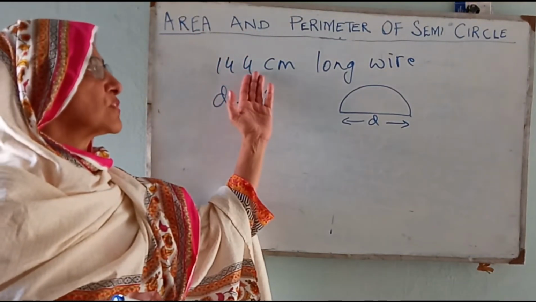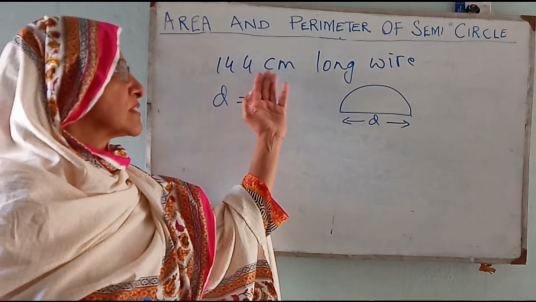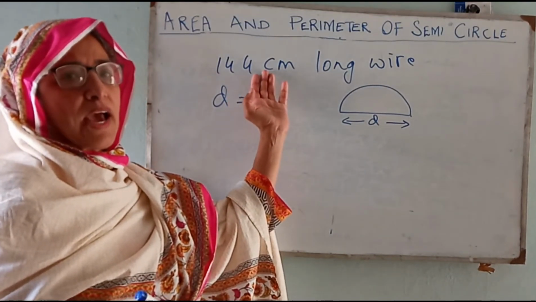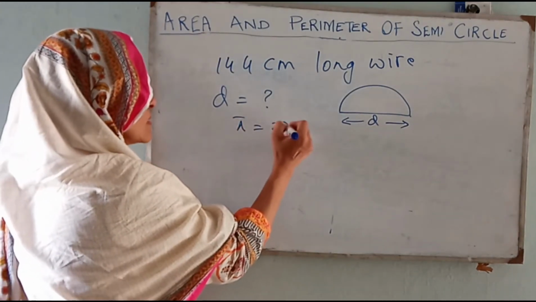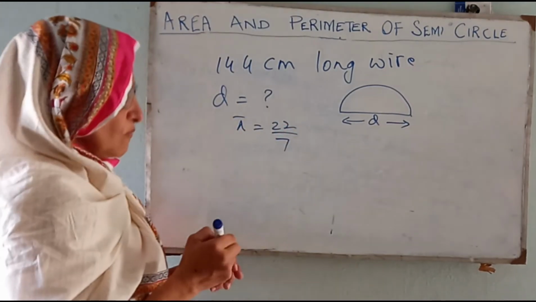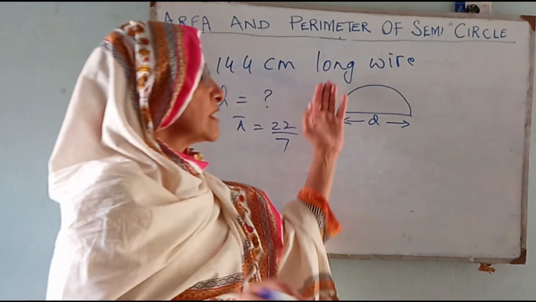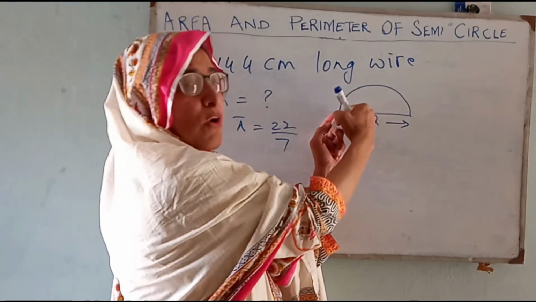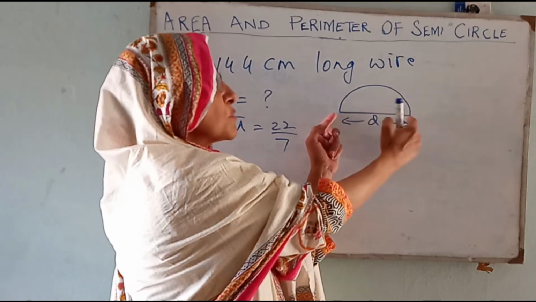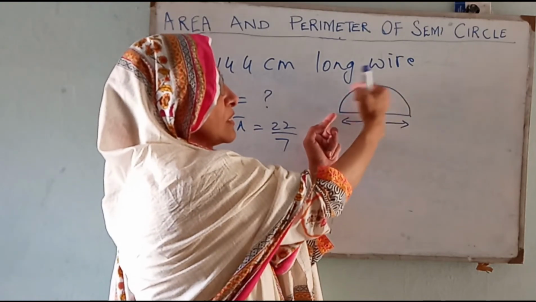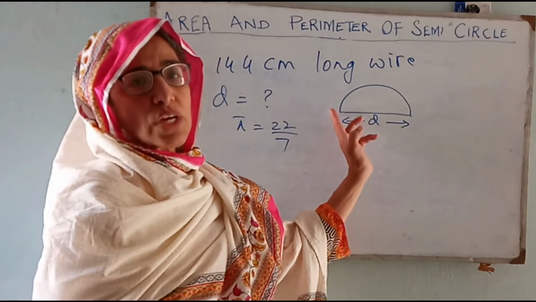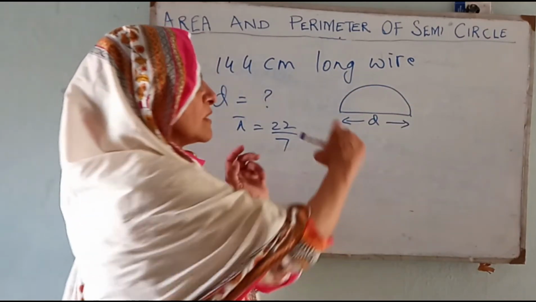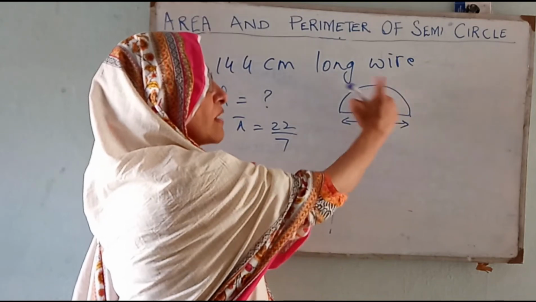Only the 144 centimeter long wire information is given, and we know that pi is equal to 22 by 7. So when this much long wire is given, it is going to bend to form this semicircle. So this means that this value is given. So what is this? This is the outside boundary of the shape of this semicircle.